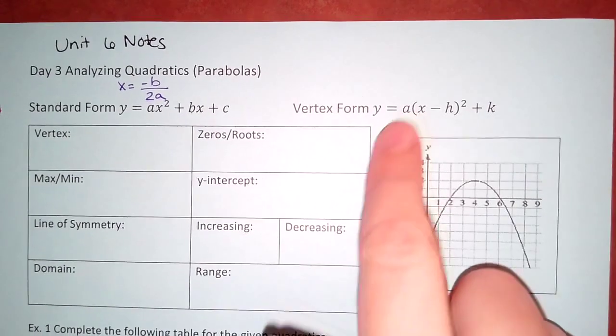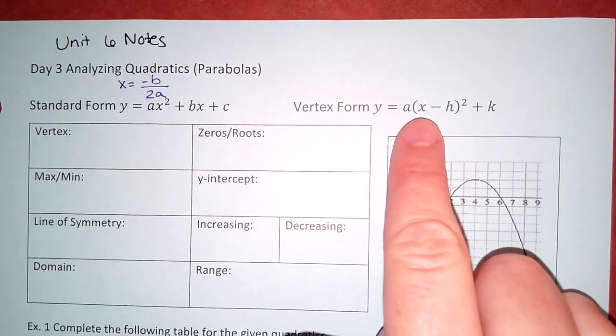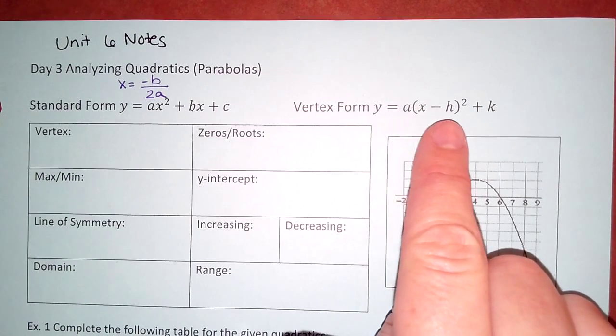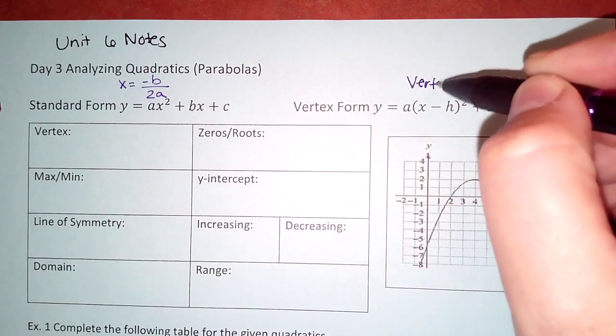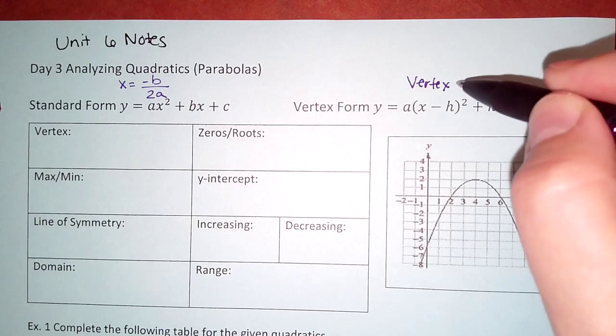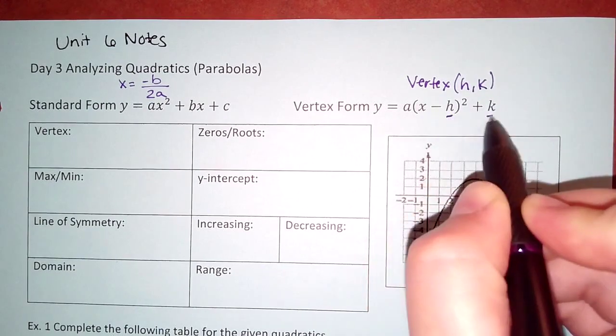Okay, vertex form, y equals a times x minus h squared plus k. Remember, in vertex form, we can identify the vertex as h comma k. So these two numbers.